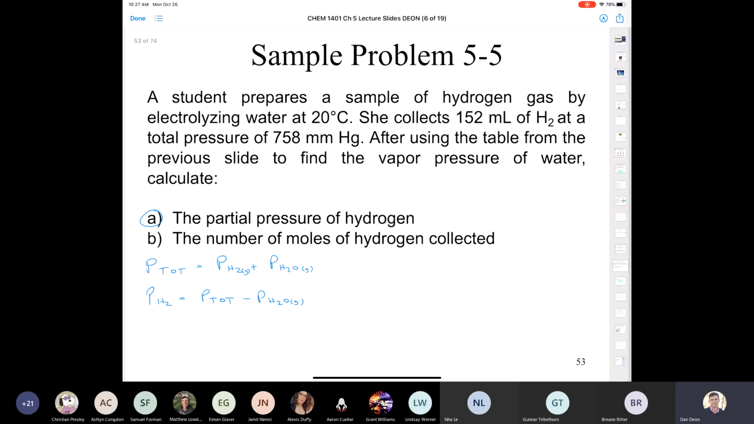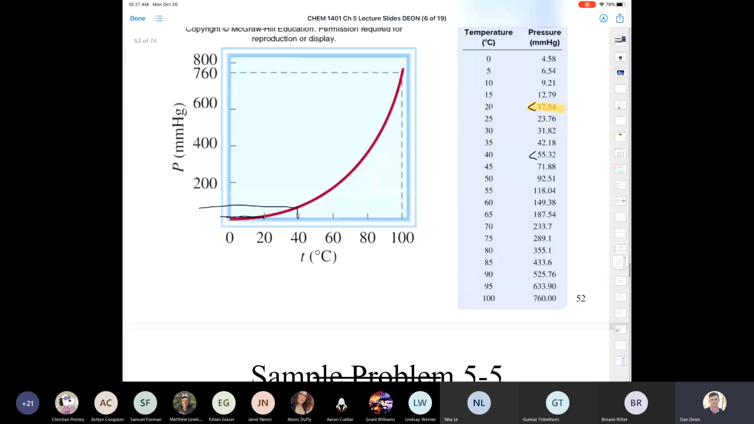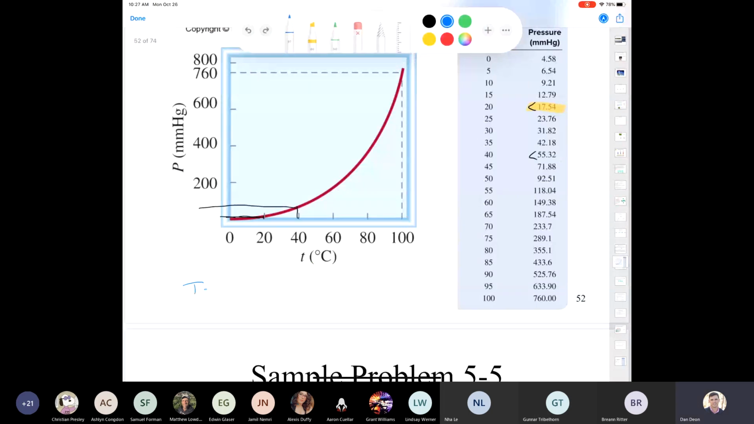Now, the reaction is done at 20 degrees Celsius. Let us back up. And we see that at T equal to 20 degrees Celsius, the pressure of my H2O is going to be equal to 17.54 millimeters of mercury. Copy that?